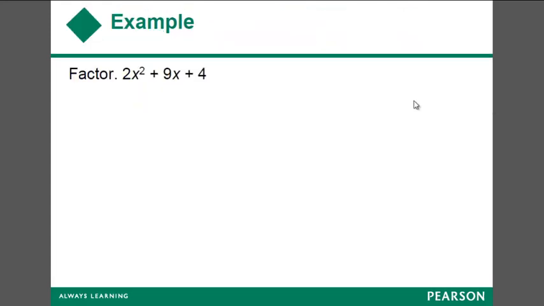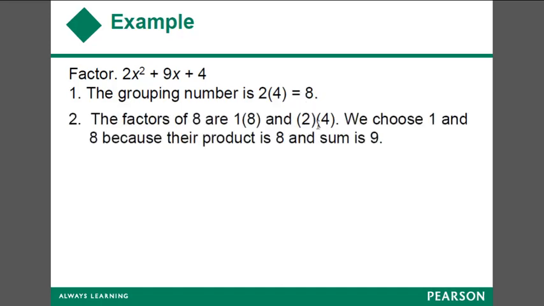We have 2x squared plus 9x plus 4. So what I'm going to do is first multiply my a times my c, my leading coefficient times my constant. That'll be 2 times 4, which will give me 8. So now I want to find factors of 8 whose sum will be 9. Well, we have factors of 8, which are 1 and 8 and 2 and 4. The factors of 8 that add up to 9 are 1 and 8. So we're going to use 1x and 8x.